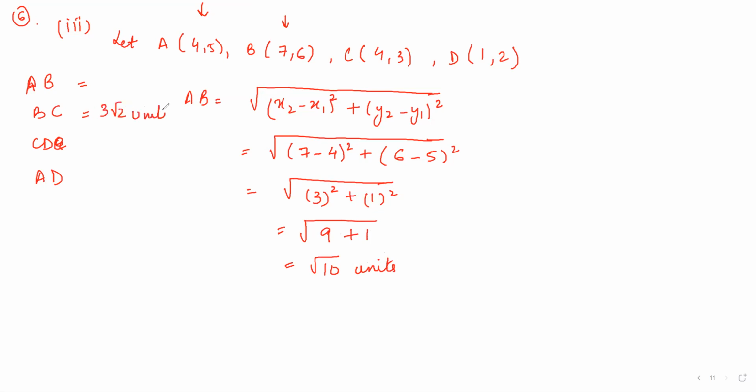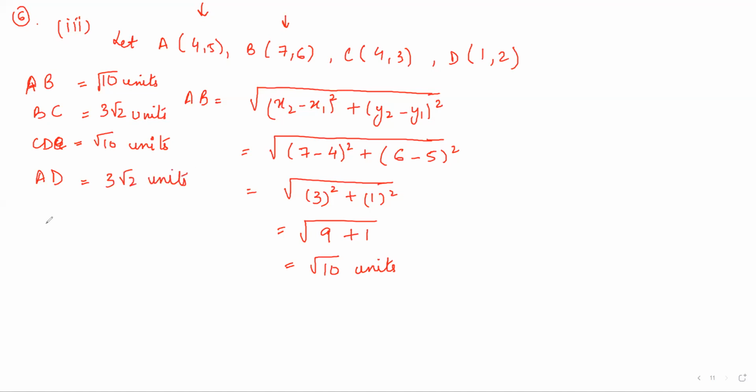Okay. And what about CD, Hamna? Ma'am, root 10 units. Okay, under root 10 units. Okay, what about AD? Who will tell me? Ma'am, 3 root 2 units. 3 root 2 units. Okay.